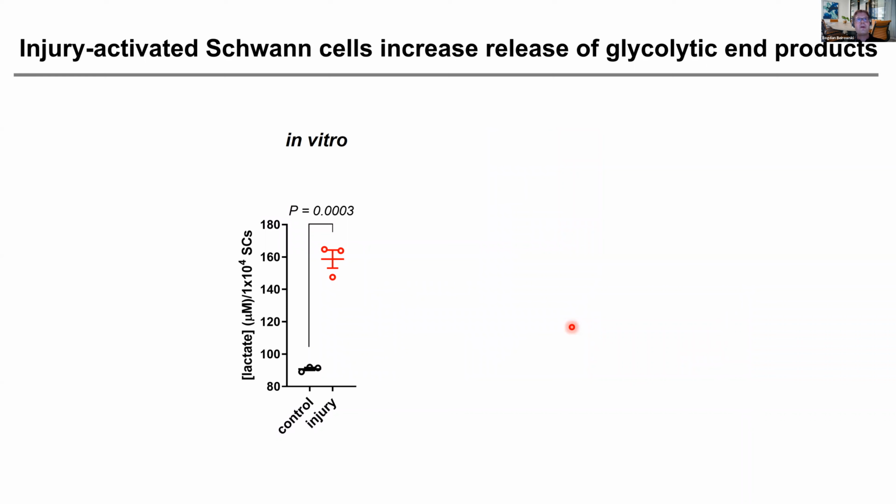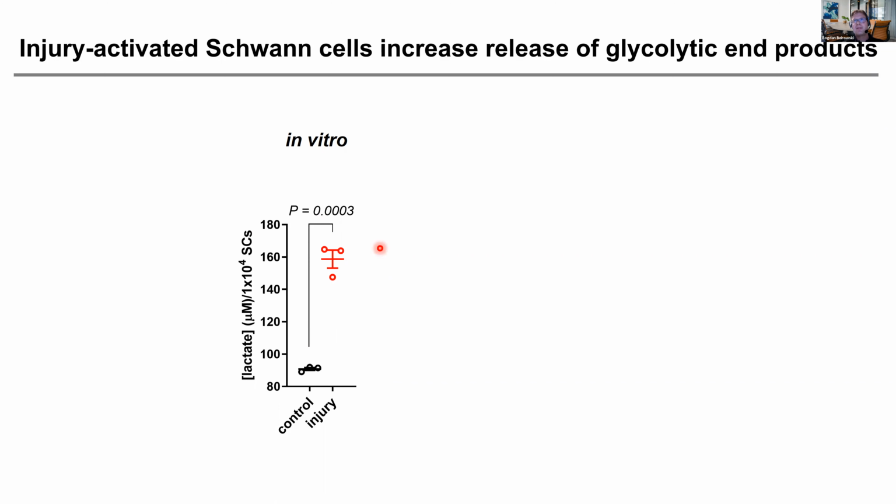So the first thing that is very consistent with this model is when we took Schwann cells in a dish and we injury-activated them by activating the ERBB2 receptor on these glial cells, which has been previously shown as a very early injury signal. We found that they had strongly increased glycolytic activity and they release dramatically elevated levels of lactate.